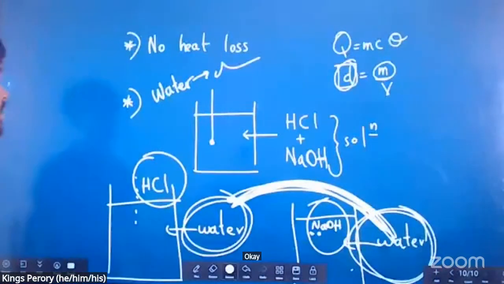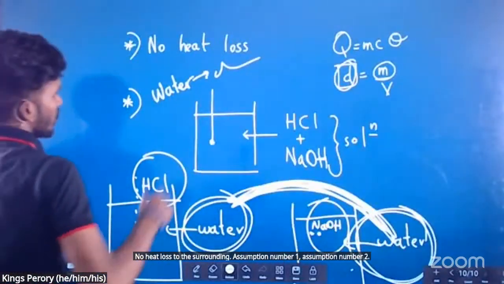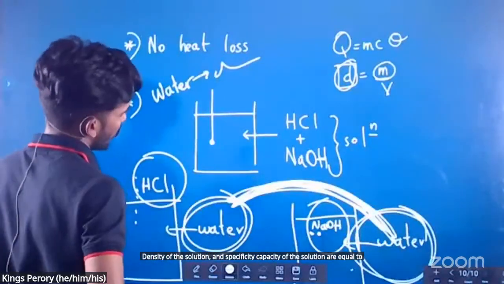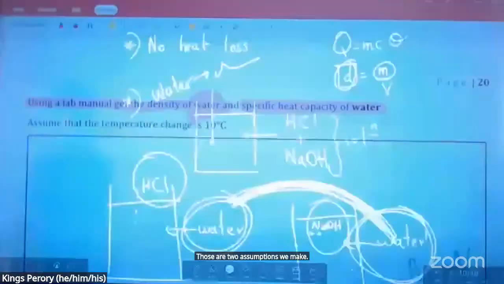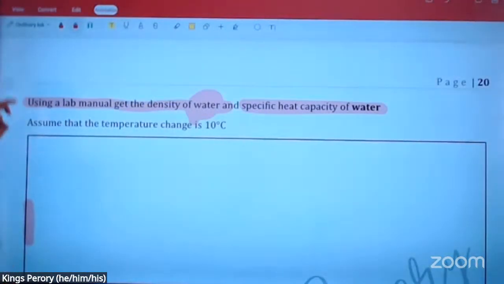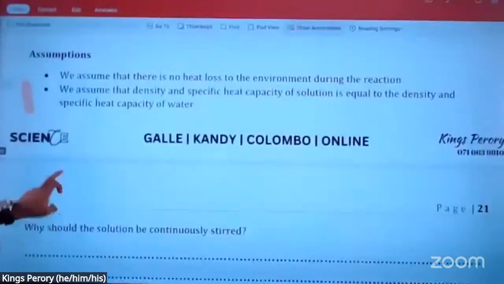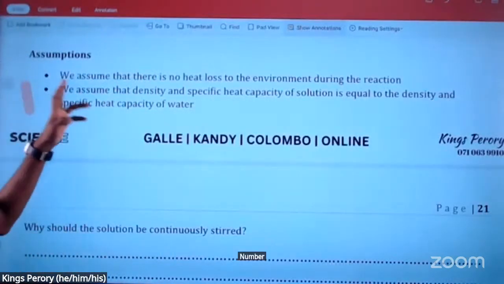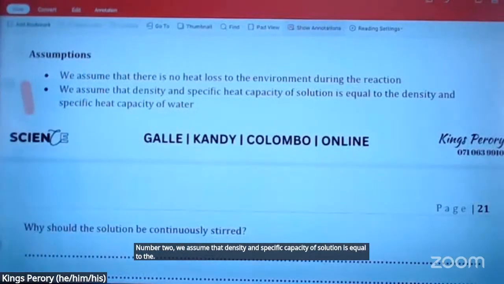Okay. One more time, what are the assumptions we make? No heat loss to the surroundings, assumption number one. Assumption number two, density of the solution and specific heat capacity of the solution are equal to the density of the water and specific heat capacity of the water. Those are the two assumptions we make. We assume that there is no heat loss to the environment during the reaction. Number two, we assume that density and specific heat capacity of solution is equal to the density and specific heat capacity of water.